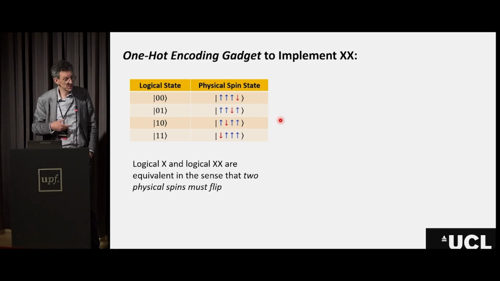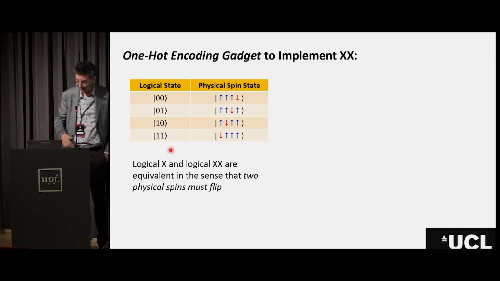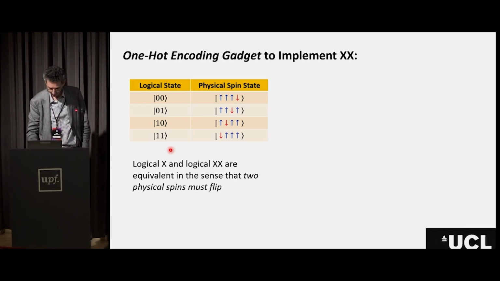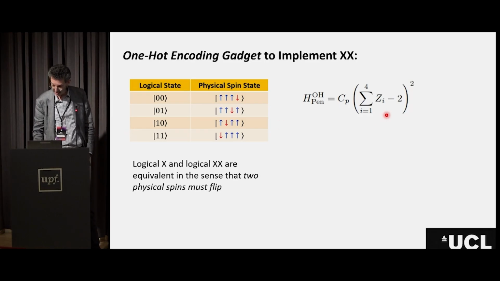And that is the same number of physical spin flips in a logical XX. So for example, if I want to go from 0, 0 to 1, 1, I still have to flip 2 physical spins. So if I can implement a logical X, then I can probably implement a logical XX as well, because they both involve two physical spin flips. So that's a very hand-wavy argument for why this might work. More details are in the preprint, and here I'm going to gloss over some of these.